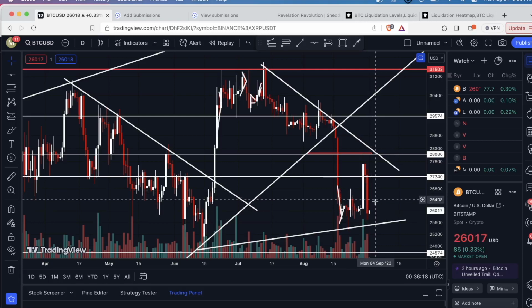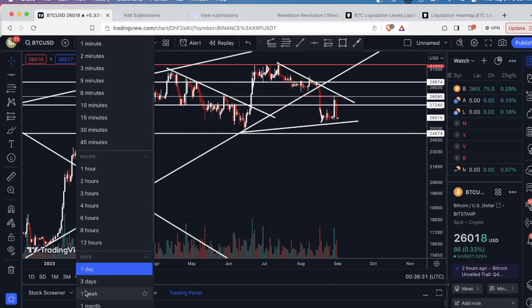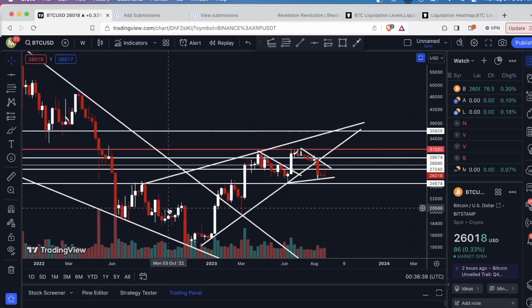Take these guys out and then come down and hunt for these other liquidation levels. But yeah, so what I'm going to do now, I'm going to move it back out to the weekly time frame, and let's take a look at just the price action and the candles that we're forming.